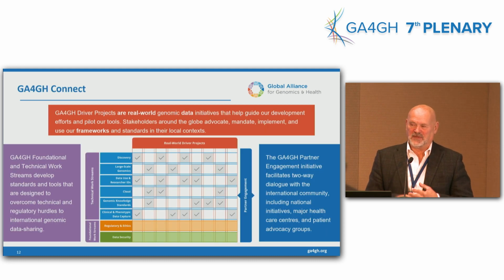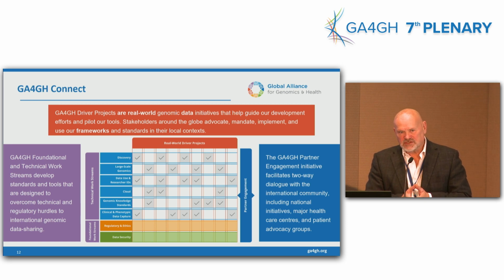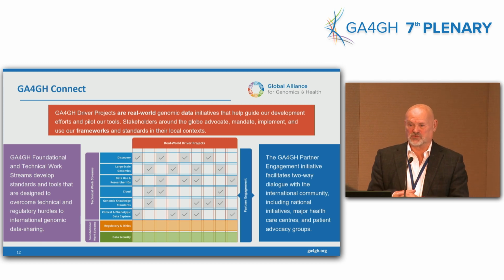So this is the big matrix. Actually, if it was the big matrix, then it would have 23 driver projects. But we have 6 technical work streams, and you'll hear about those. And we have 2 foundational work streams. The first of those is regulatory and ethics, and the second is data security. Those 2 foundational ones come over from the first part of Global Alliance. They cut across everything. But we also took what was 1 data working group and 1 clinical working group, and we divided it into 6 more focused, more deliberate technical work streams, and you'll hear from the managers of those.